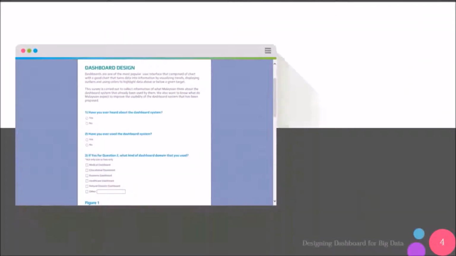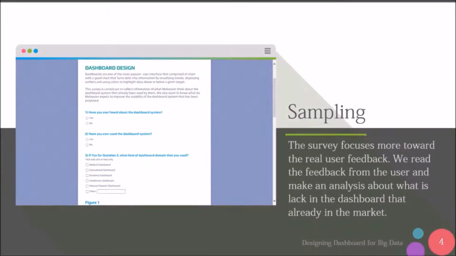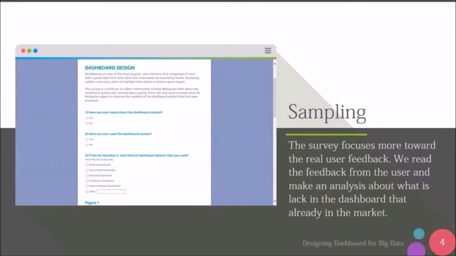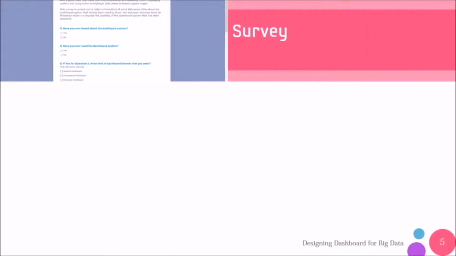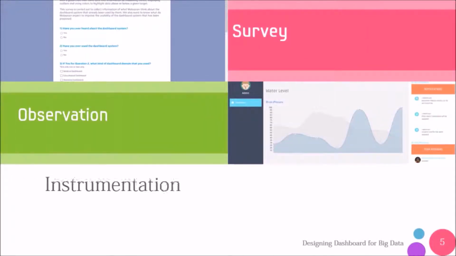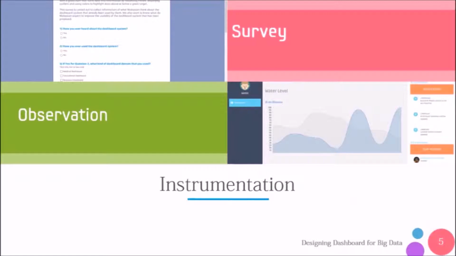Sampling. To investigate this problem, we conduct a survey and make an observation to collect our data. The survey focused more on real user feedback. We read the feedback from the users and make an analysis of what is lacking in the dashboards that are already in the market. From this survey, we can know what kind of information the user wants to see in a dashboard. Instrumentation. In this research, we use two types of investigation, which are survey and observation.